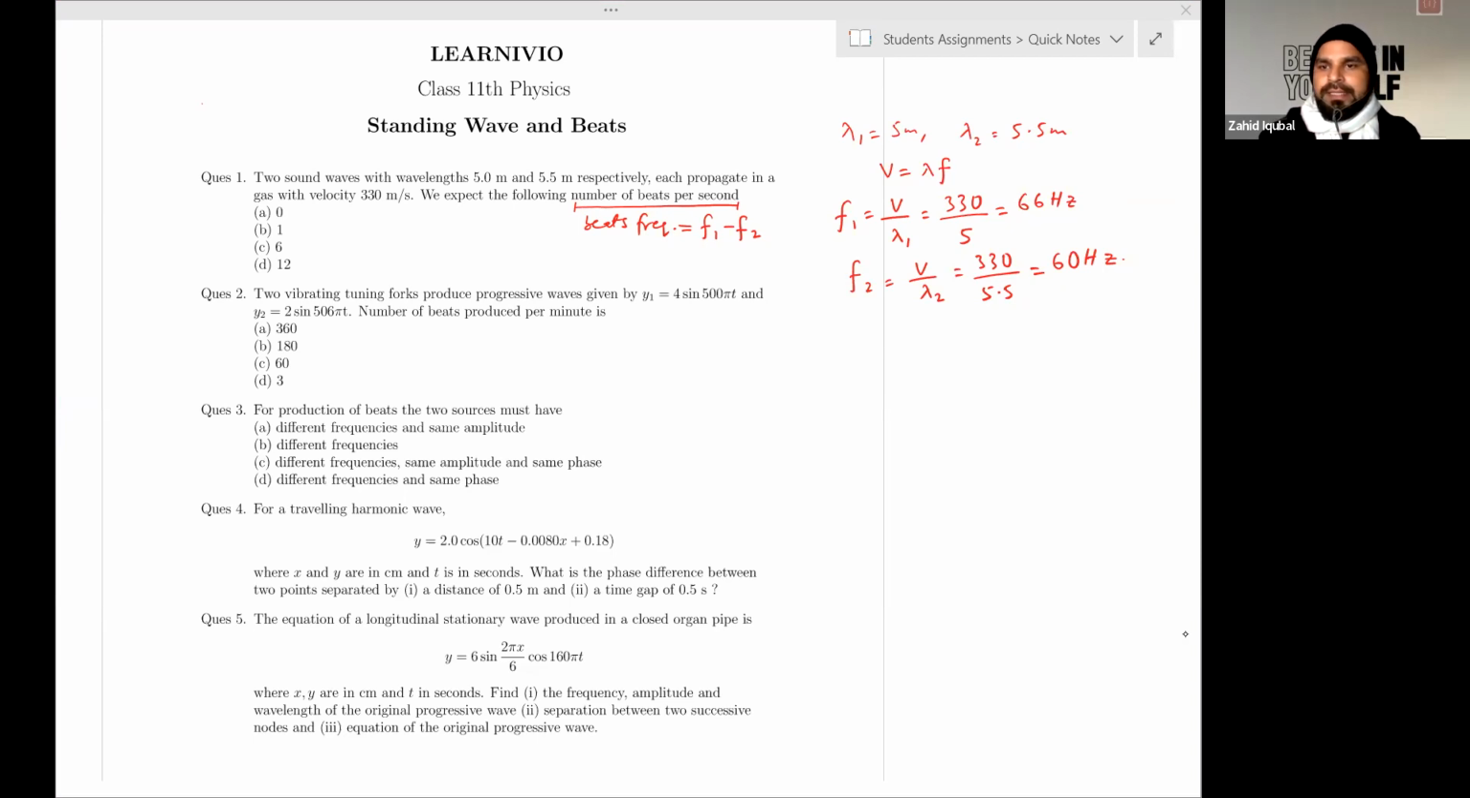F1 we have 66, good Abhinav, and F2 we have 60. So if you take the difference of these two terms, you will get 6 hertz.